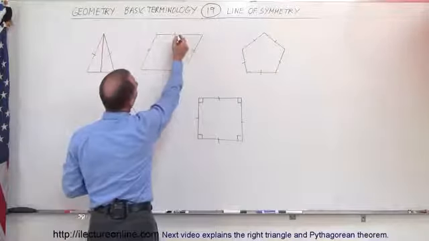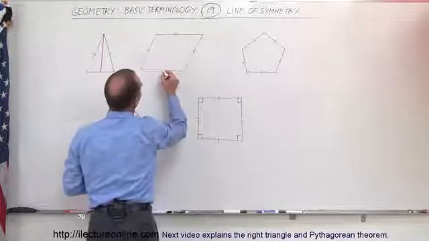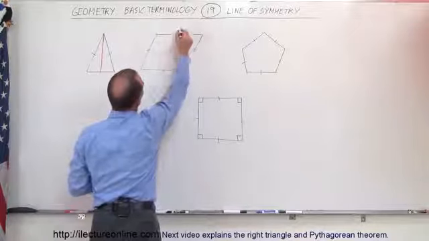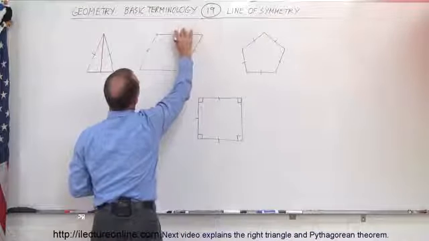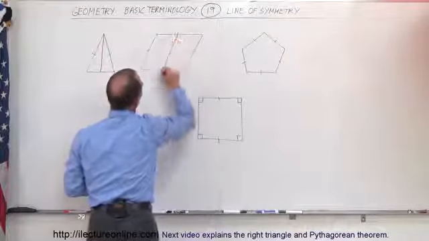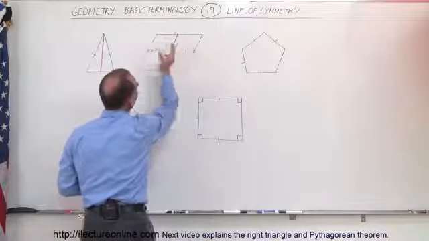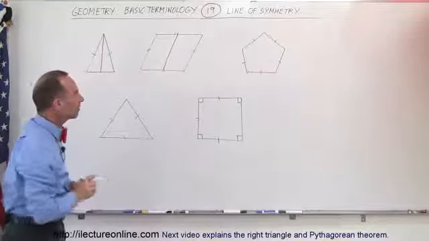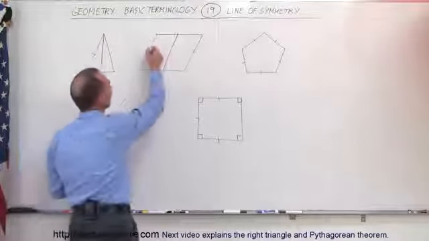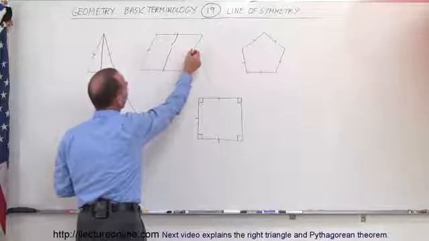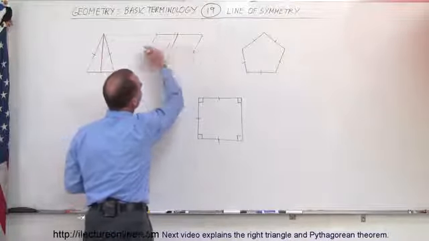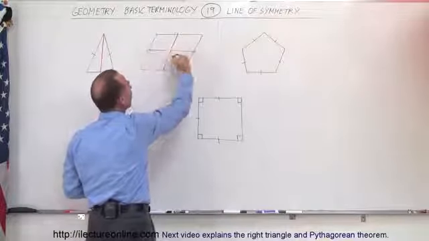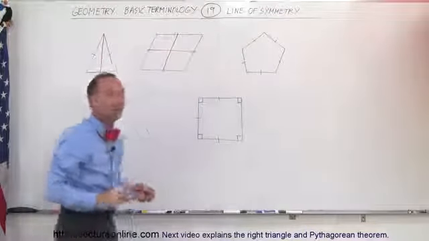We can go to the halfway point of the top here and the halfway point of the base, and if we draw a line from one point to the other right there, you can see that the 2 halves are exactly equal in shape and size. We can also draw a line from the halfway point over here to the halfway point over there, draw a line this way, and again that line divides the shape in exactly 2 equal parts like that.